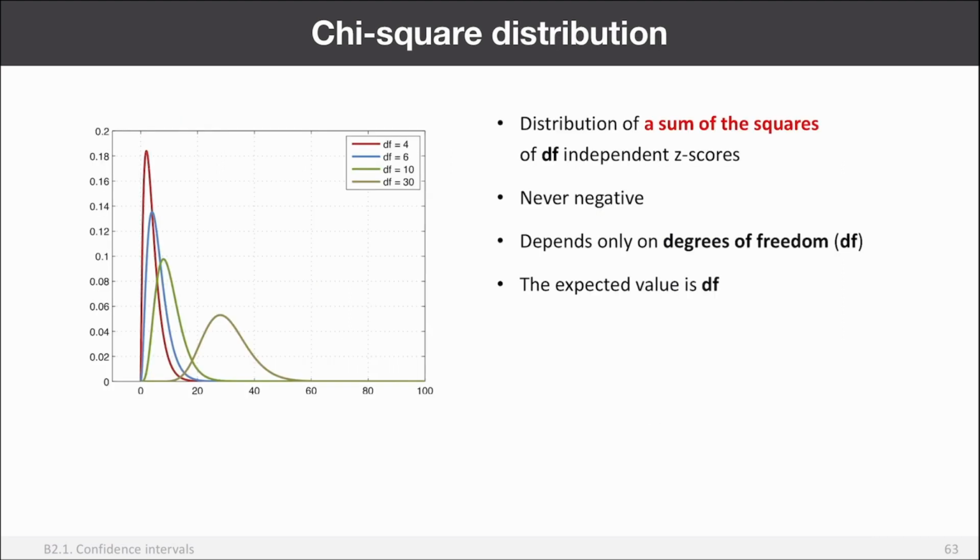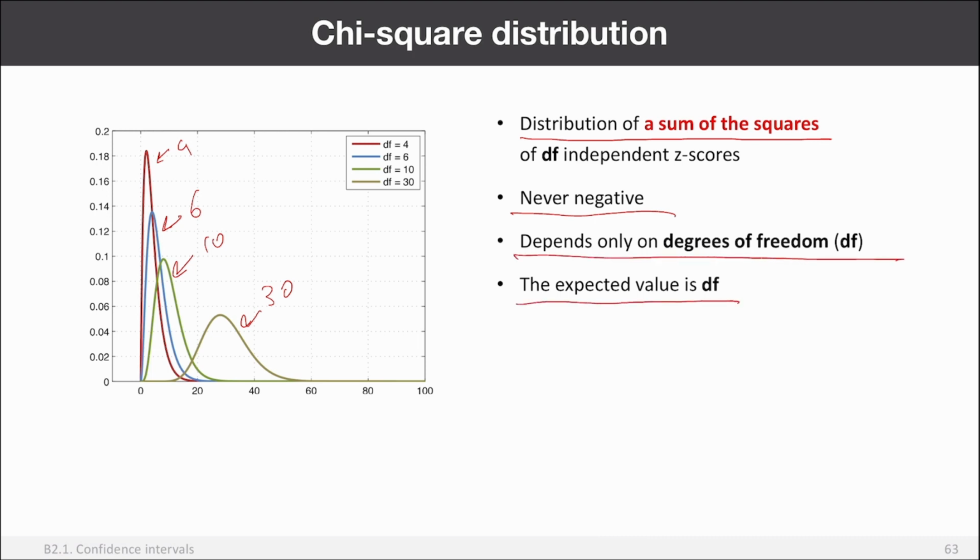Okay. So what you see here are the theoretical PDF functions for chi-square distribution of different degrees of freedom. Here you can see the degrees of freedom is 4, here 6, 10 degrees of freedom, 30 degrees of freedom, and so on. Okay. So this is some summary. This is a distribution of sum of squared z-scores, never negative, depends only on degrees of freedom, and the expected value, so if you compute the average, then it will be the degrees of freedom itself.